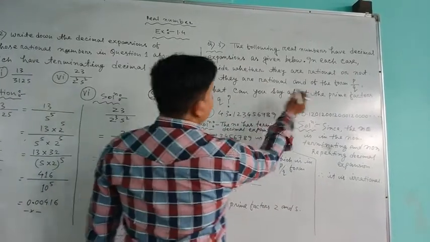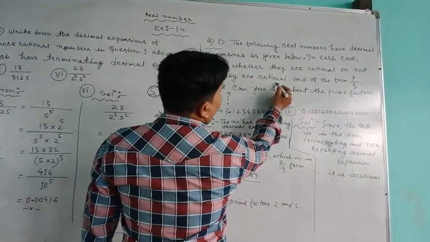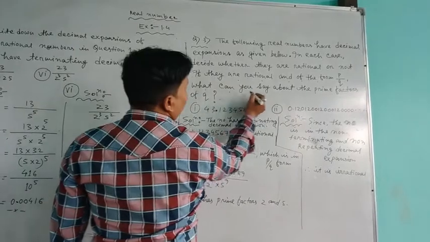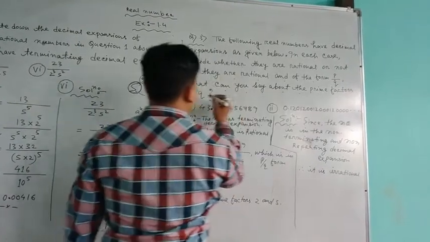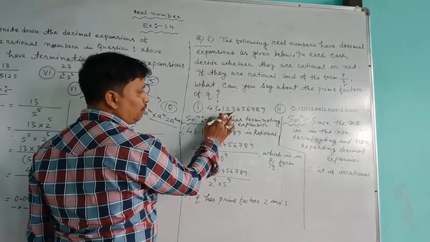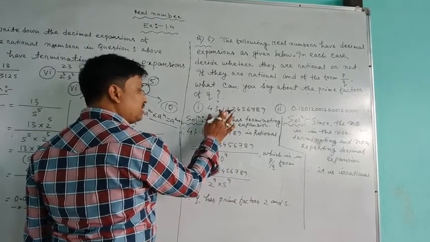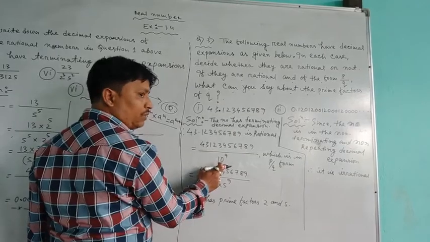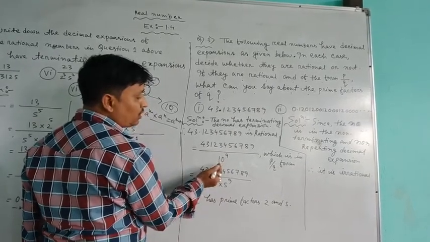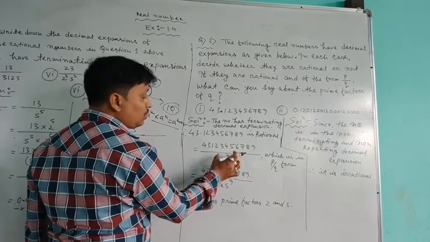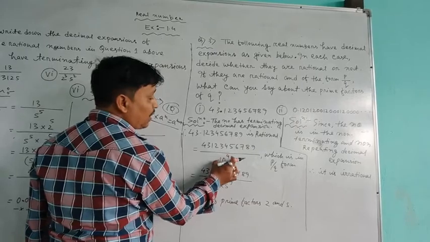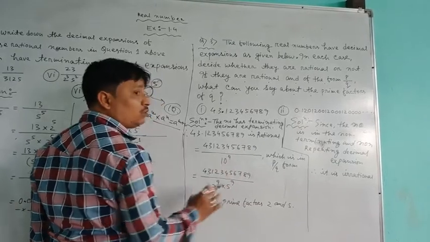But there is written, if they are rational and of the form p by q, then what can you say about the prime factors of q? That means this number is already in the rational form. First of all, you have to express this number in p by q form. Then you say something about the prime factors of q. This one is q, 10 to the power 9 is the q value. So what can you say about the prime factors?